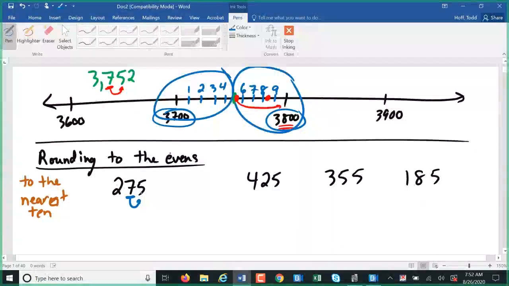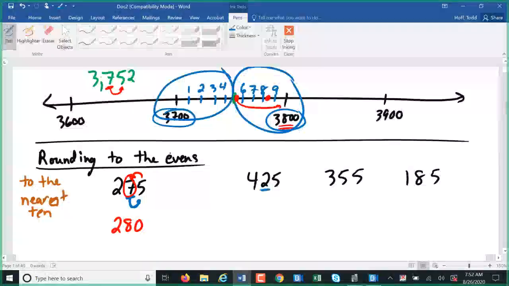So in rounding to the even, what we do is we start just like we normally would to round. Here's the tens digit. That's a 7. We look at the next digit and see that it's a 5. Well, when we see that that digit is a 5, we look back at that first digit in the tens place. Is the 7 an even number? No, it's odd. So we are going to round it up to make it even.